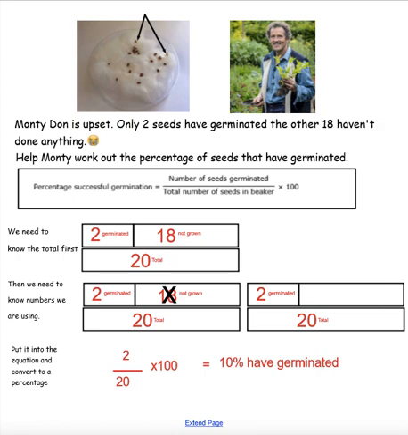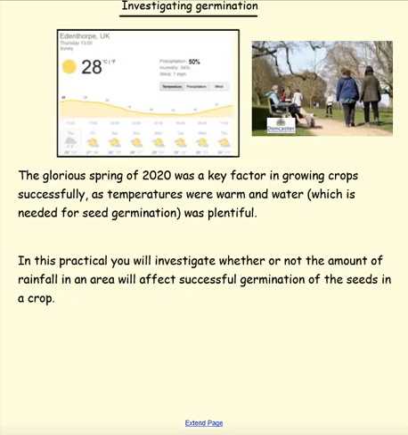Now, the sorts of factors that could have affected this, we've looked at the 3 factors required for germination. They are the water, the oxygen, and the warmth. It could be any one of those that has caused him to have problems here. So what we could do is an investigation into one of those factors that affects the germination.